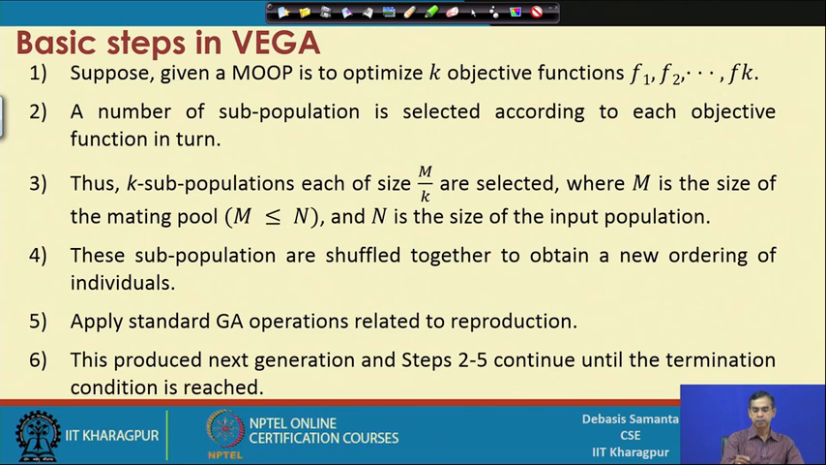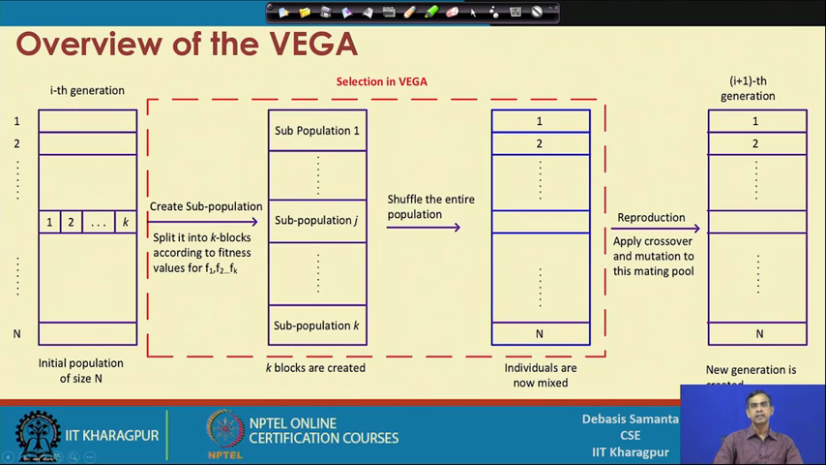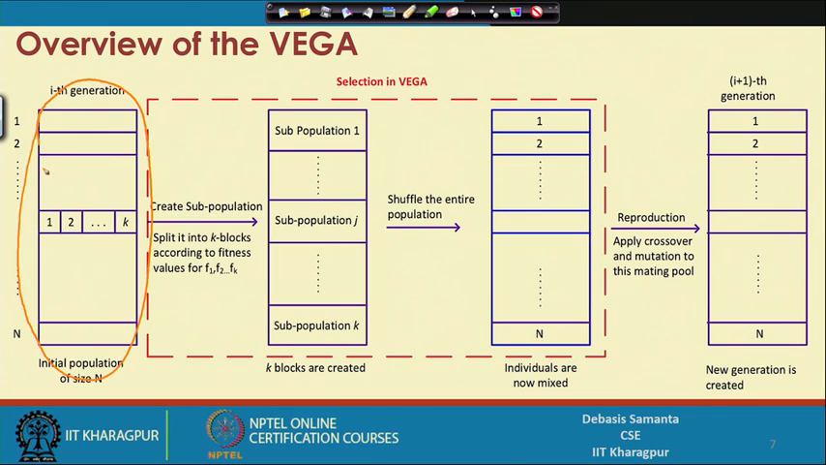These are the simple steps in the VEGA approach. Now, let us explain how VEGA works. This figure will help us explain the concept I just mentioned. Suppose this is the current population at some iteration, say the ith iteration. The size of the current population is n. And this is a multi-objective optimization problem with k number of objectives.